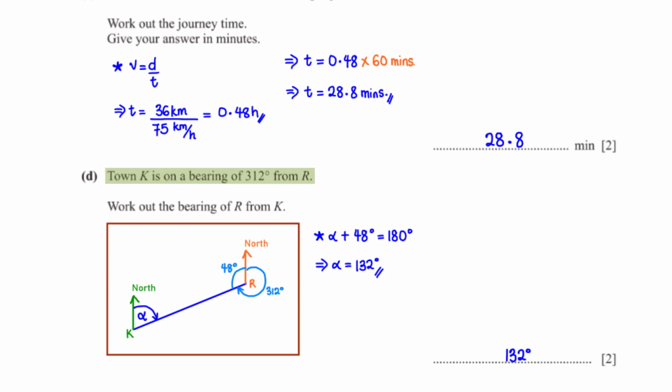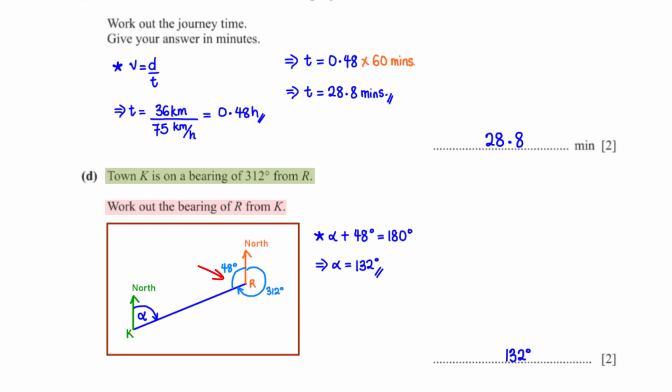Town K is on a bearing of 312 degrees from R. Work out the bearing of R from K. In the illustration, we've marked the bearing of K from R. We've also marked the bearing of R from K as alpha. These two are interior angles, which means they add up to 180 degrees.